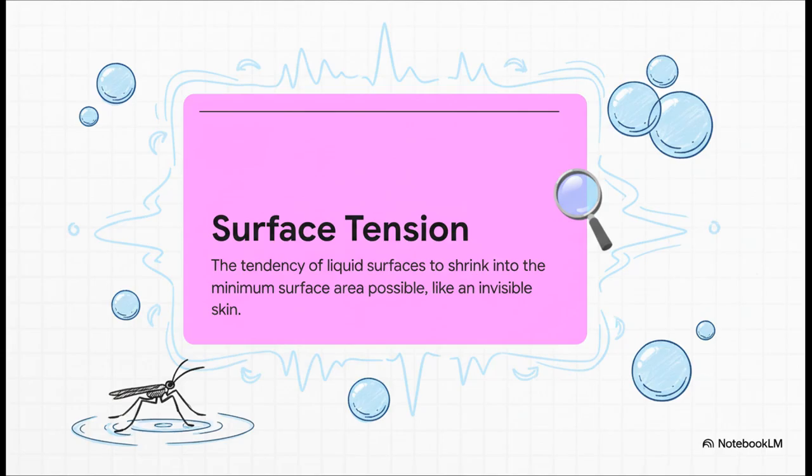And that force has a name, surface tension. It's the reason water forms little spheres, why some bugs can literally walk on water. And think about this. It actually takes energy, or what physicists call work, to stretch out that liquid skin. That's a huge concept that pops up again later. But the big takeaway for now is this. Liquids have this invisible skin, and it's always trying to pull inward.